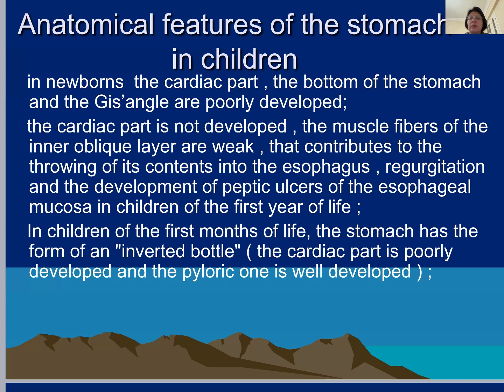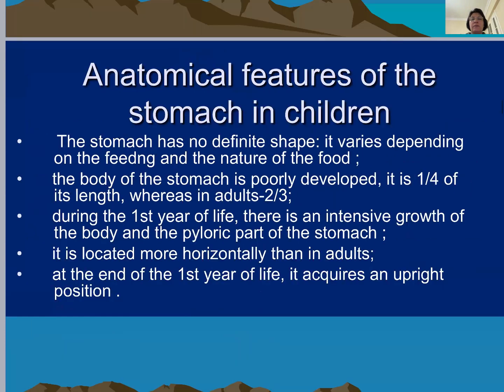In children of the first months of life, stomach has a form of an inverted bottle due to poorly developed cardiac part and well-developed pyloric part. The stomach has no definite shape. It varies depending on the feeding and the nature of the food. The body of stomach is poorly developed. During the first year of life, there is an intensive growth of the body and the pyloric part of the stomach.